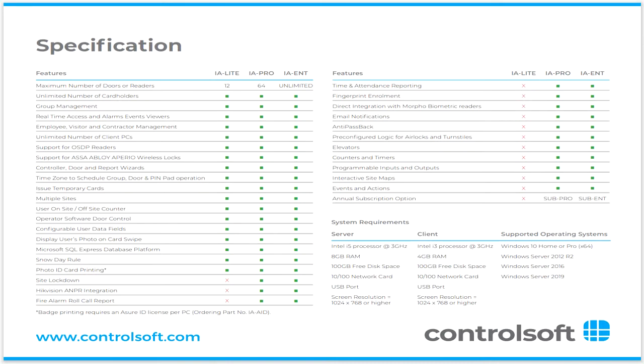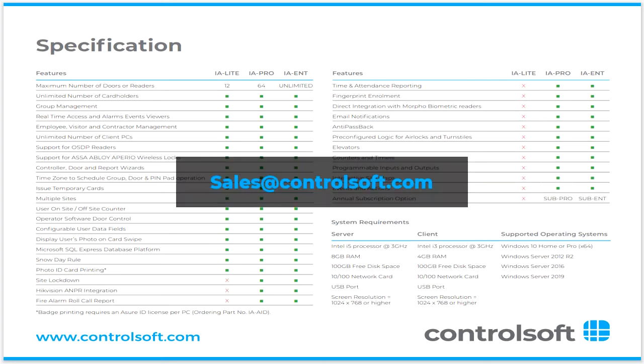Events and actions require an Identity Access professional license for up to 64 doors and readers. If you have more than 64 doors and readers, you will require our Identity Access Enterprise license. Please email sales@controlsoft.com for more information.